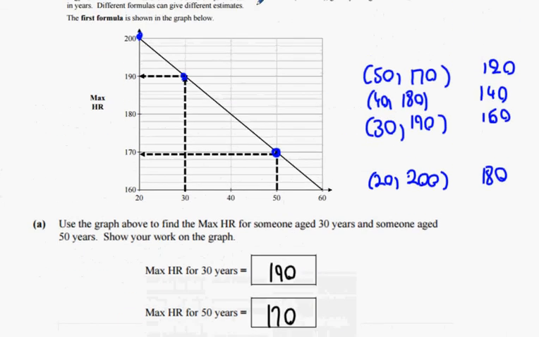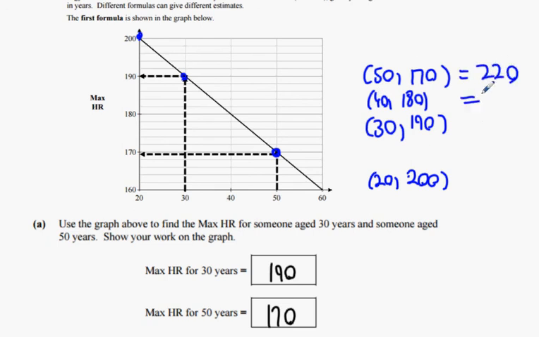Maybe if we add them all together, maybe not how they disappear, but how we add them. If we add them, we get 220 every time. So anytime you add your numbers together, a 20-year-old can have a heart rate of 200, that's 220. A 30-year-old can have a heart rate of 190. So if you add them both together, you get 220.